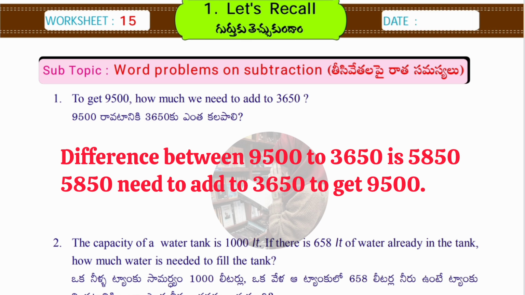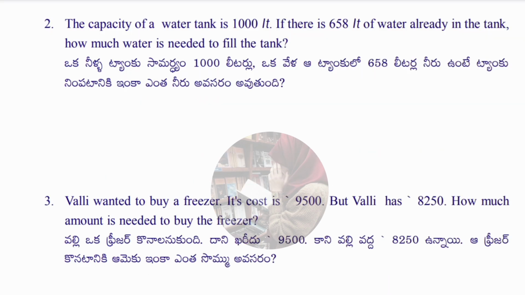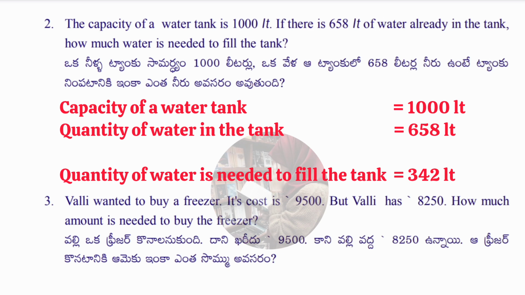Then see the second sum, which is the capacity of a water tank is 1000 liters. If there is 658 liter of water already in the tank, how much water is needed to fill the tank? Okay, so solution is capacity of water tank is 1000 liters, which is given, and quantity of water in the tank is 658 liters. It is also given. Now quantity of water is needed to fill the tank is, we have to do the subtraction for these both numbers. We'll get 342 liters, means this much of water should be needed to fill the tank, means complete.